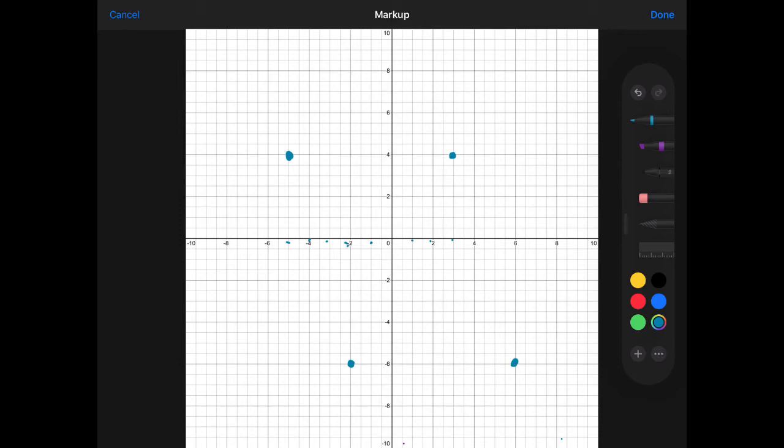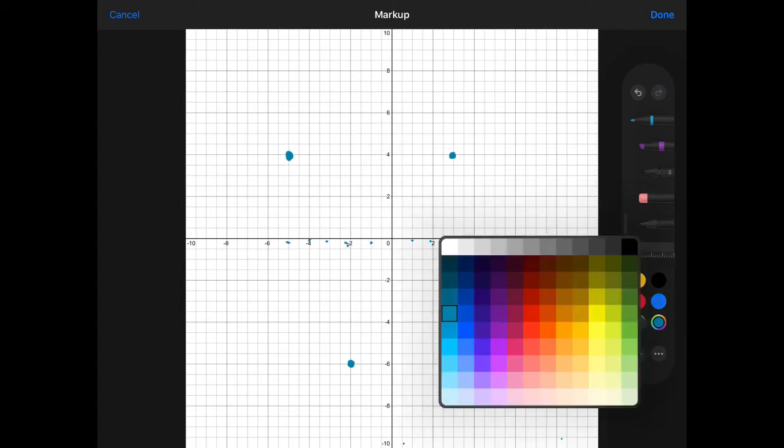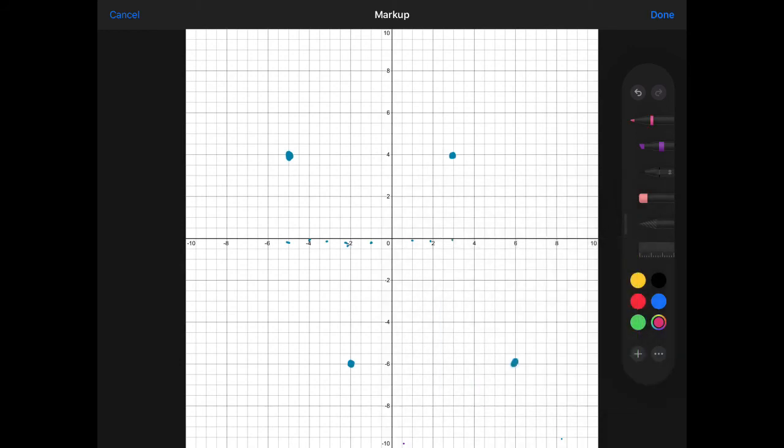I have plotted 4 different ordered pairs on my coordinate plane. Since we didn't write down numbers, we need to remember what they were. Starting at the first one, we went over 1, 2, 3. That's +3, and we went up 4. So it's 3, 4.